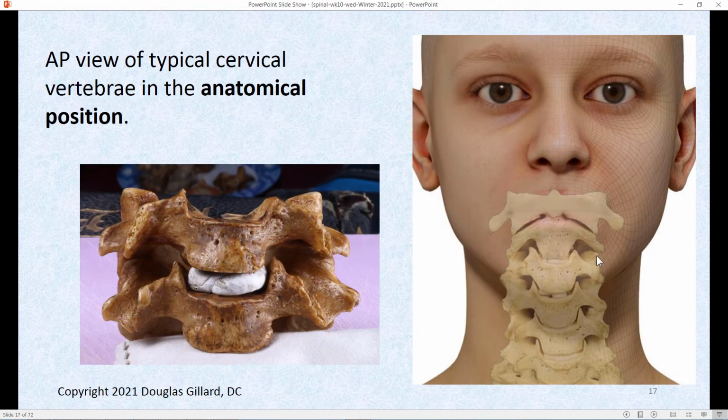Right, and there's a better drawing. We've studied atlas and axis a lot, and the vertebrae and the Luschka joints and such. These are the anatomical positions from an A to P perspective. Got it?